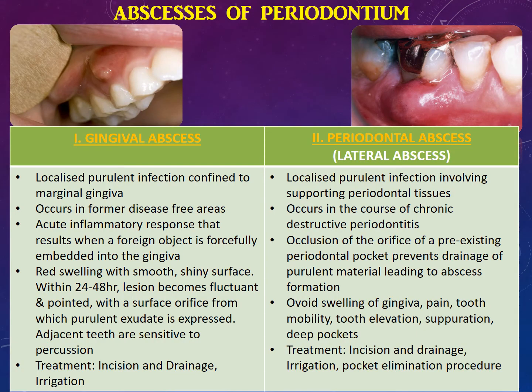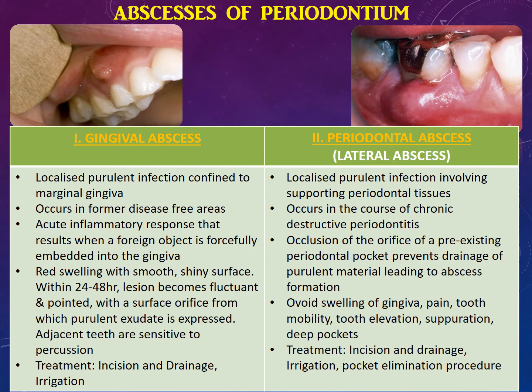Now moving on to the abscesses of the periodontium. It involves gingival abscess, periodontal abscess and pericoronal abscess. So what is the difference between a gingival abscess and a periodontal abscess? A gingival abscess is a localized purulent infection which is confined to the marginal gingiva, whereas a periodontal abscess is a purulent infection which involves the supporting periodontal tissues. Gingival abscess occurs in formerly disease-free areas. Periodontal abscess occurs in the course of chronic destructive periodontitis.